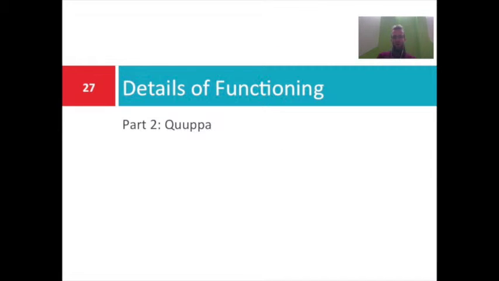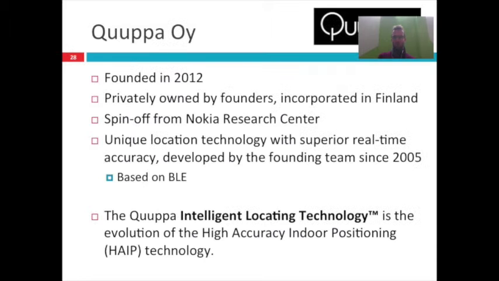Now, last part of this module, it's actually details of functioning of another Bluetooth Low Energy based technology, which is called Kupa. What is Kupa? Kupa is actually a Finnish company founded in 2012, and it is a spin-off from Nokia Research Center. It sells a unique location technology which has been developed by the founding team since 2005, which uses Bluetooth Low Energy as underpinning technology.